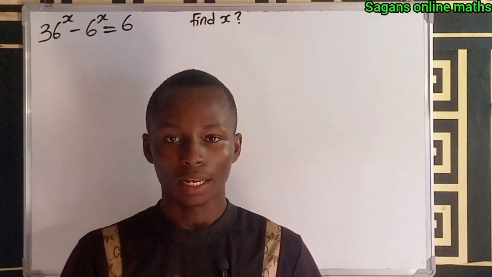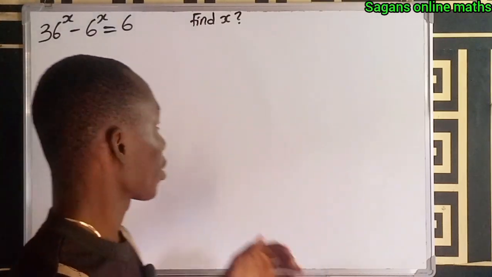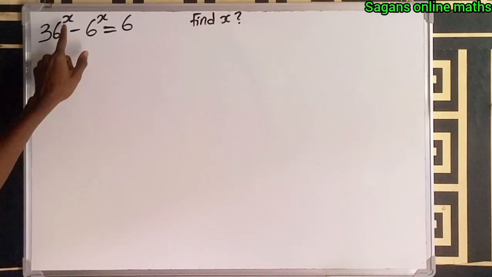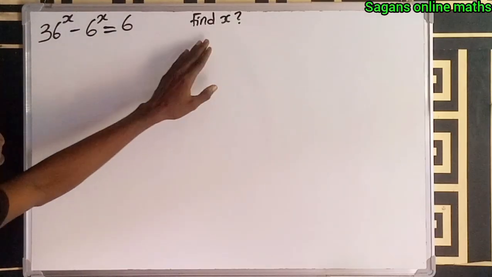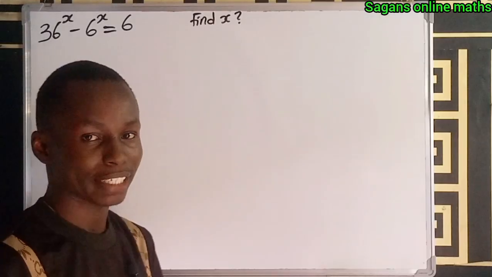Hello everyone, let's consider this question together. Now we are given 36 to the power of x minus 6 to the power of x equals 6. We are asked to look for the value of x.